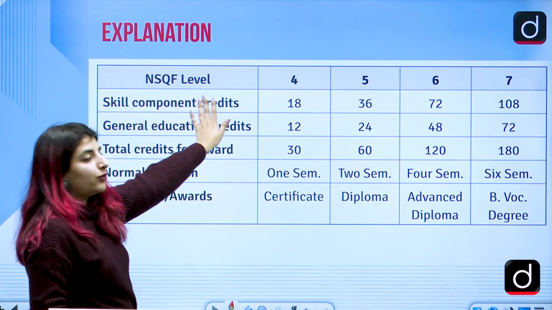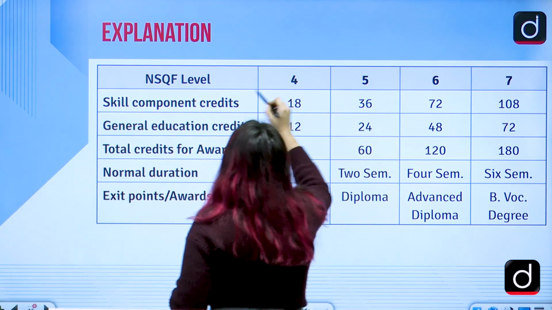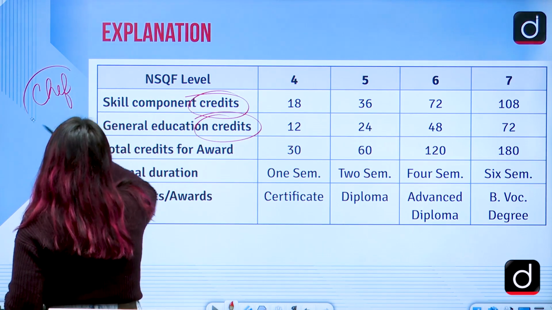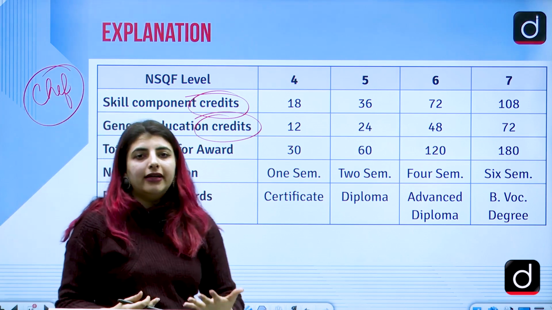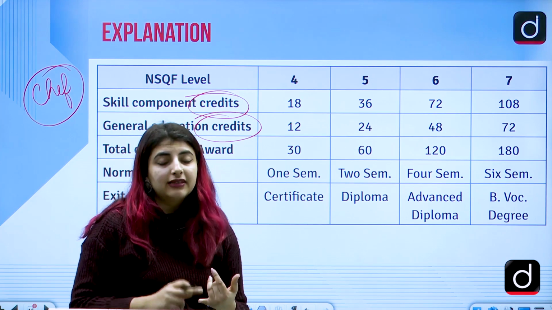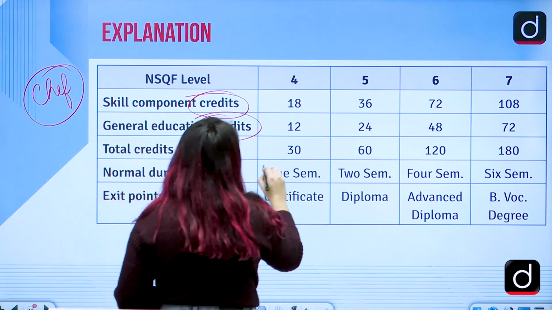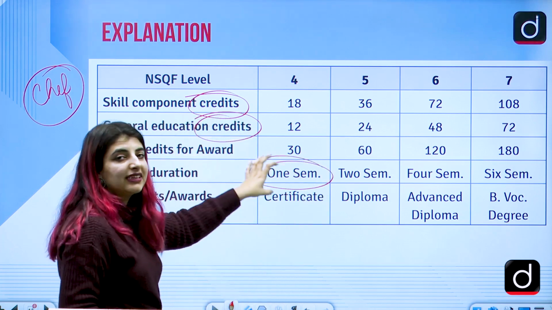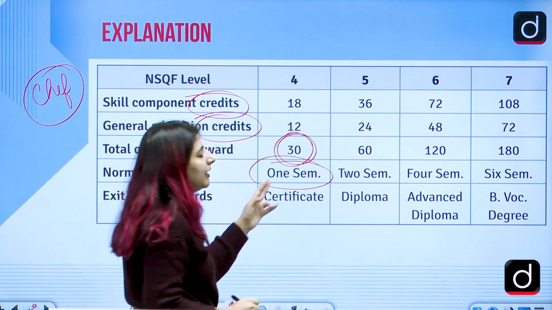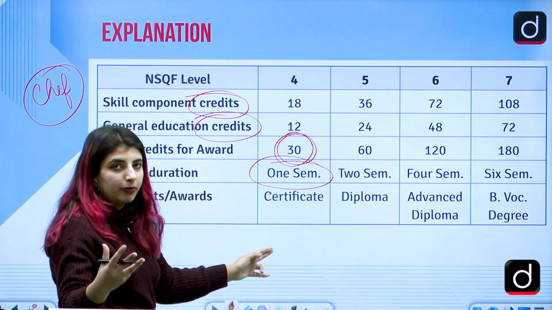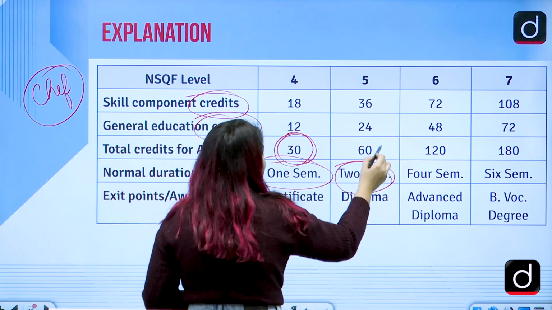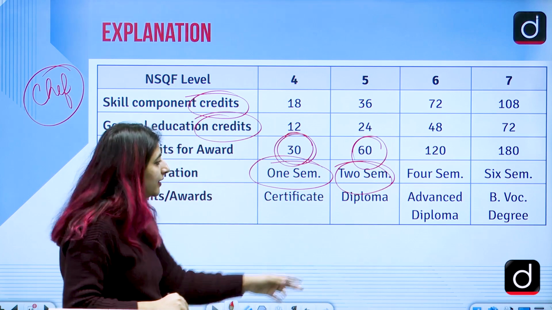So this is the NSQF level 4, 5, 6, 7, and these are the skill component credits, if a person is gaining skills in something, for instance a chef or an artist or a fine artist or an architect, anything related to the skill set. These are the levels and these are the credits for one semester. If a person has studied one thing for one semester, then 60 credits will be awarded and a certificate will be provided. That course will be certified as a certificate course.